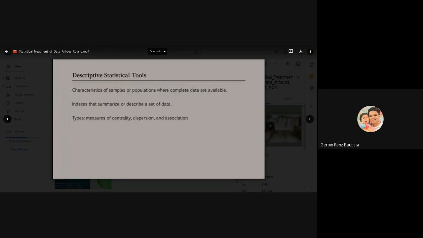Descriptive tools are characteristics of samples or populations where complete data are available. They are indexes that summarize or describe a set of data. And the descriptive tools are the measures of centrality, dispersion, and association. The measures of central tendency or centrality are tools that are used to indicate a central value in a set of raw data. These are the mean, median, and mode.